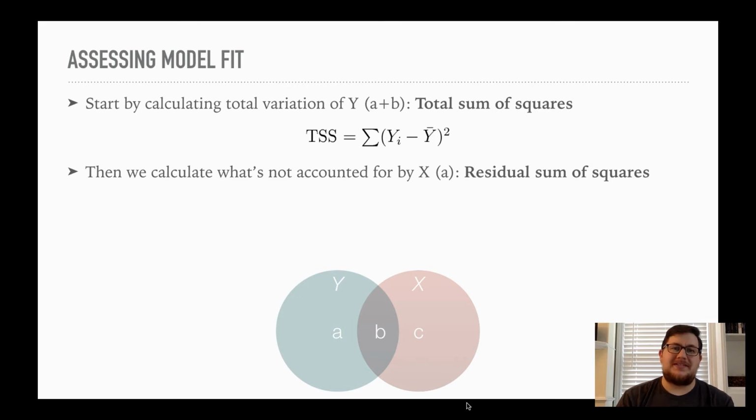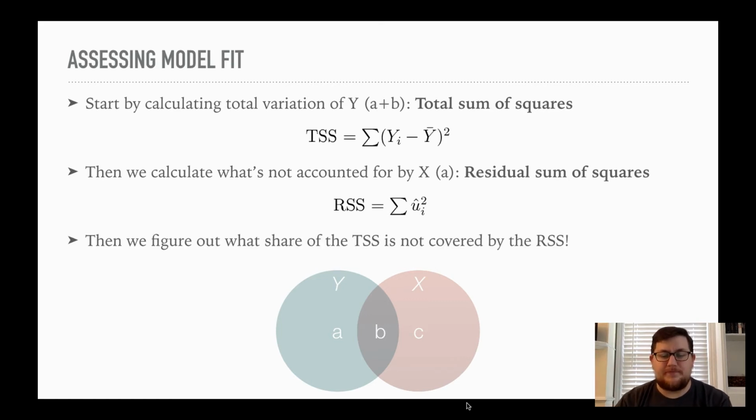Then we calculate what's not accounted for by x. That is, we try to figure out what's in A. This is the residual sum of squares. Now that word residual, I mentioned it before. The residual is just each individual error. So it's really just the squared errors. That's it, the sum of squared errors. So this part here is basically the errors in our prediction. It's the variation of y that is not accounted for in our model. It's those errors, so you square them up and you sum them.